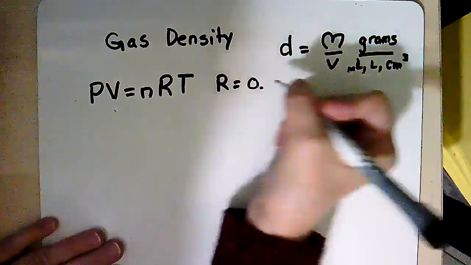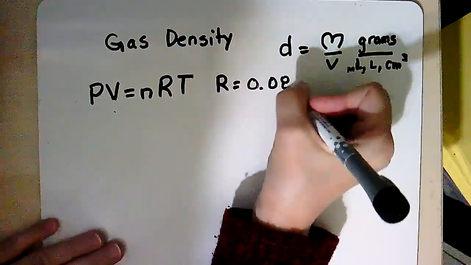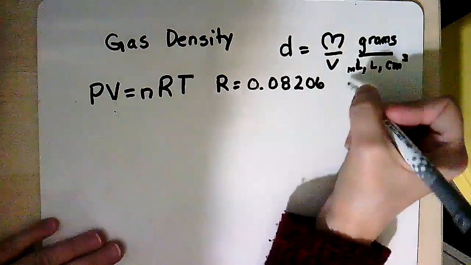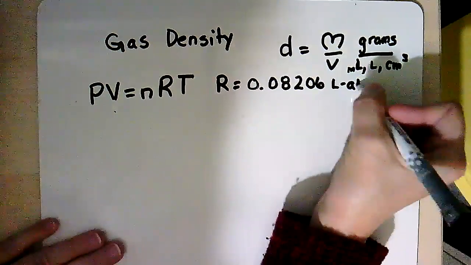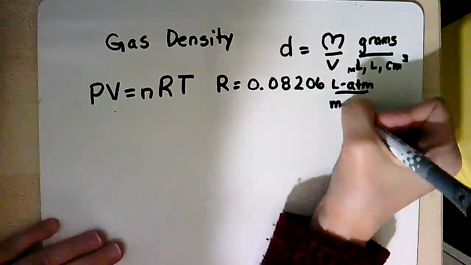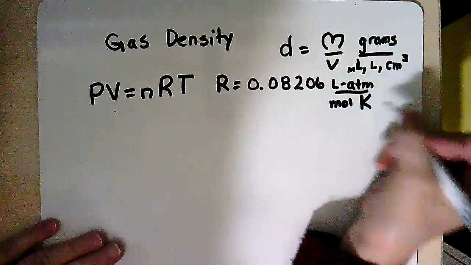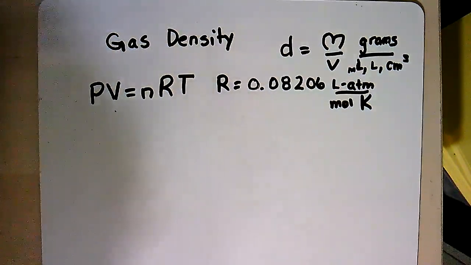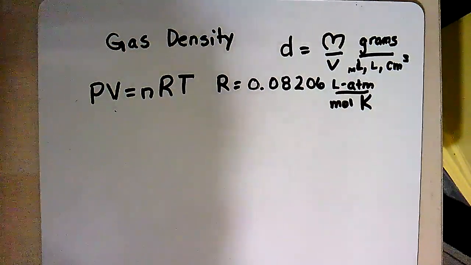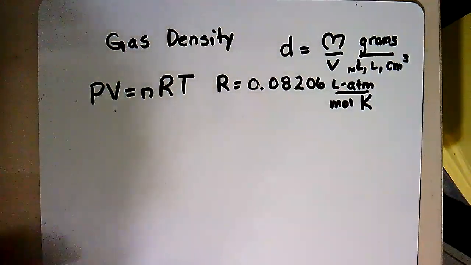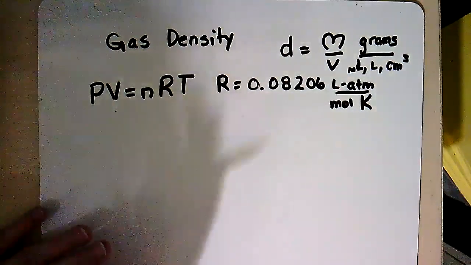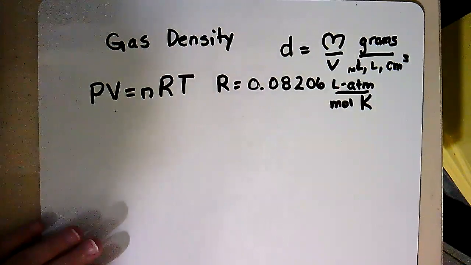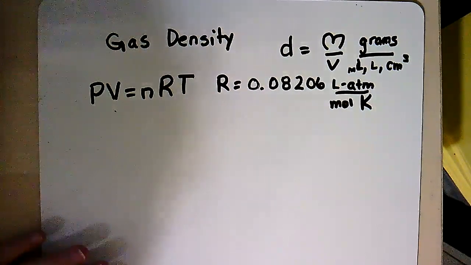So it will be 0.08206 liter atmospheres per mole Kelvin. So that's the ideal gas constant we're going to use. And then finally, T is for temperature, and temperature must be in Kelvin. Now I'm going to rearrange this equation into a form which would give us molar density.